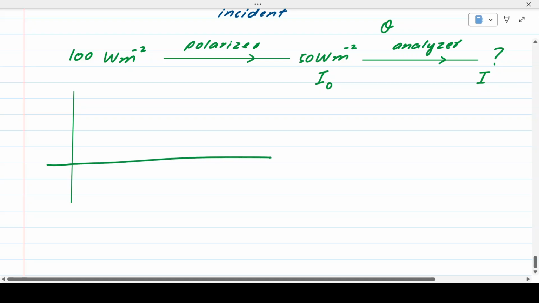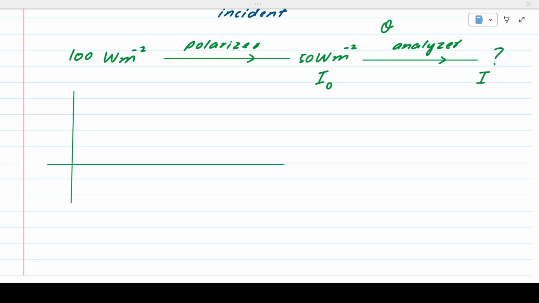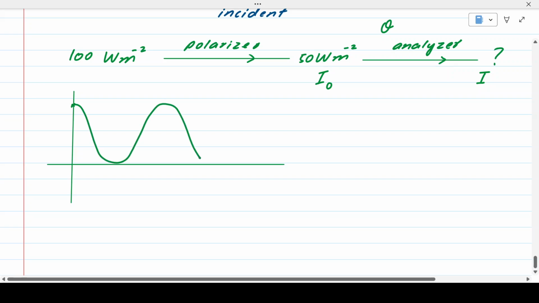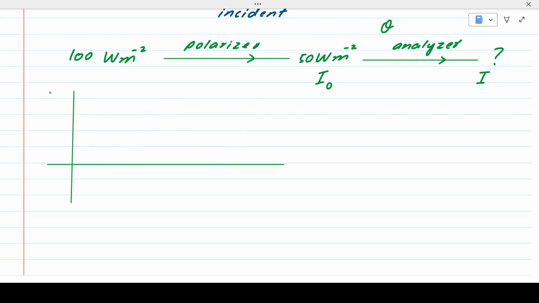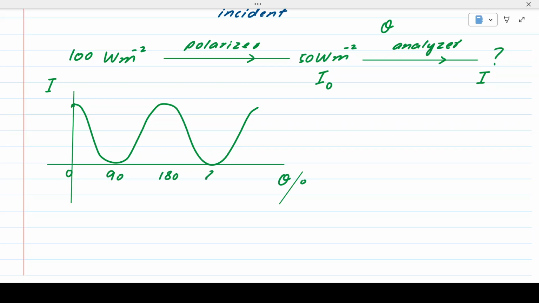So when the analyzer is placed perpendicular or parallel to the polarizer, the intensity is maximum. So the graph looks something like this. Here you have intensity, and here you have angle theta in degrees. So this one would be 0, this one is 90, this one is 180, this is 270, this one is 360.